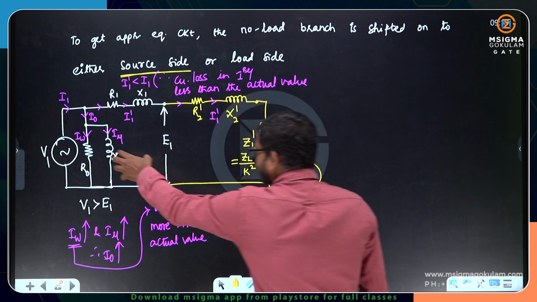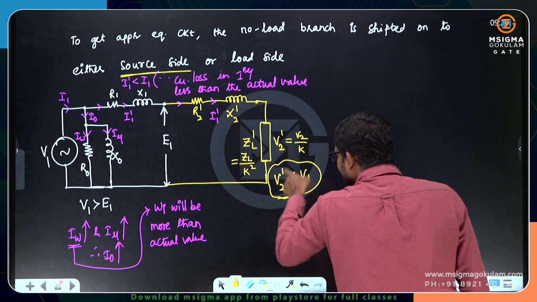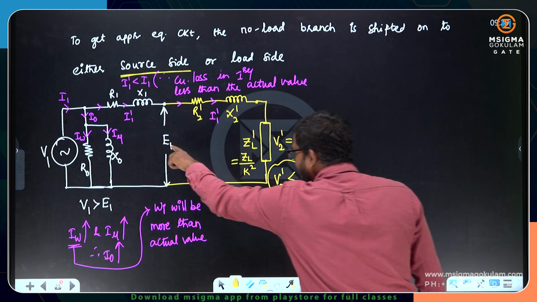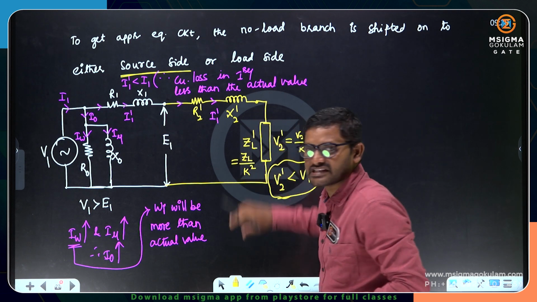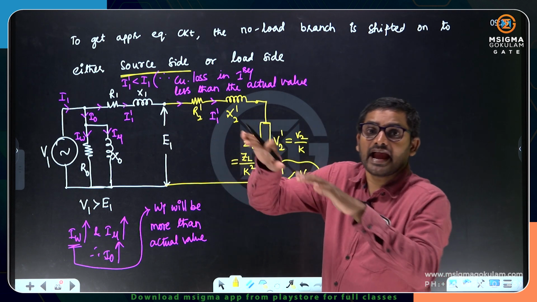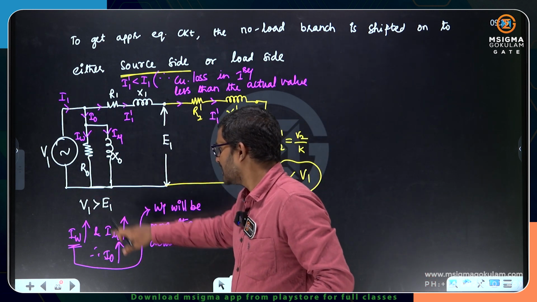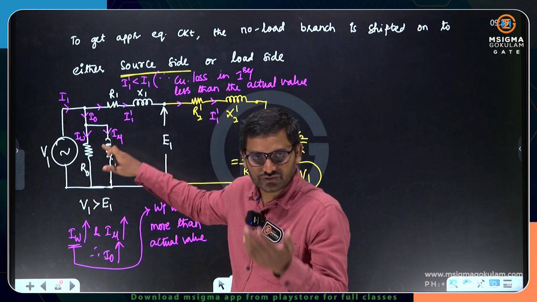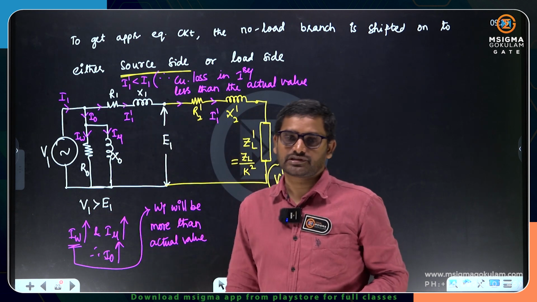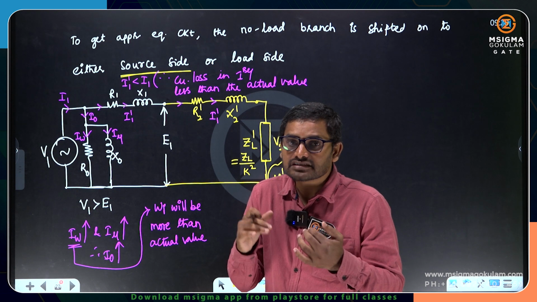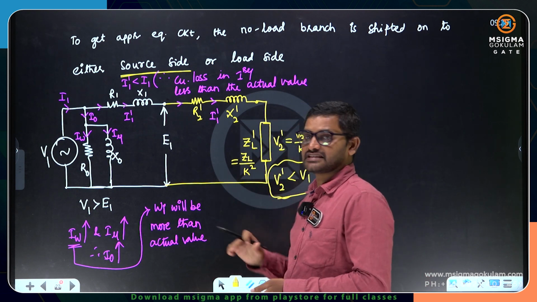If you bring this no load branch parameter onto the load side, now it is operating at V2 dash. It is not operating at E1. So the voltage across the no load branch parameter is going to be less than the actual value. As the voltage is lesser, the current is lesser. If the current is lesser, of course the working component of current is lesser, the magnetizing component of current is lesser, and the no load current is also lesser. Therefore, iron losses are less than the actual value.